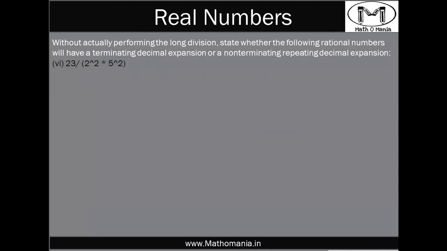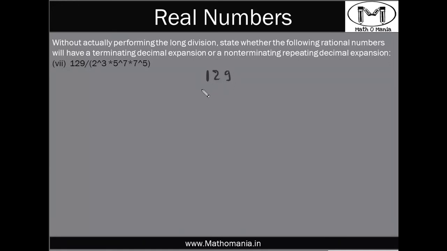Next part, 23 divided by 2 raised to power 2 into 5 raised to power 2. Now this is very clear, 23 is a prime number, so we cannot have any common factor between these two terms, right? So this is already in the simplest form. Apart from that, in the denominator we have a combination of 2 and 5 only, so this will be a terminating fraction.